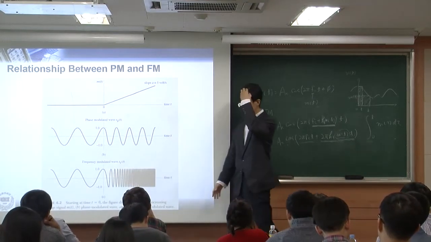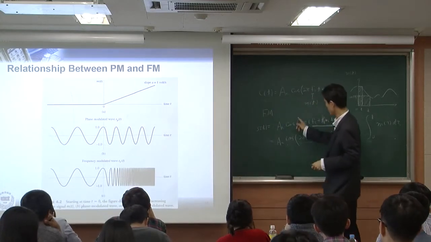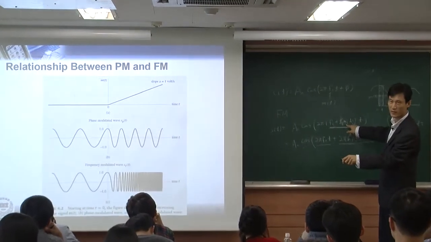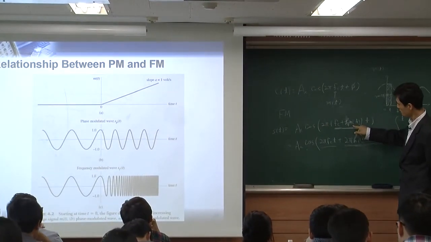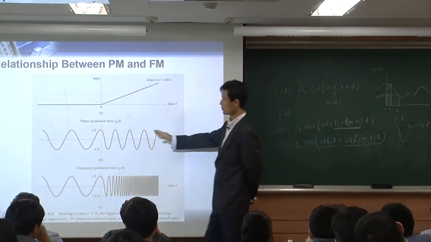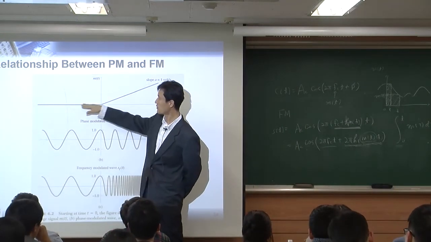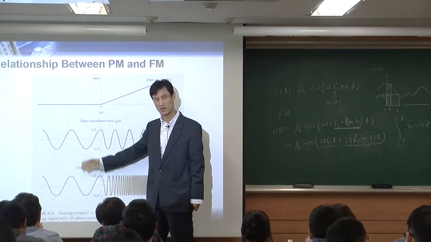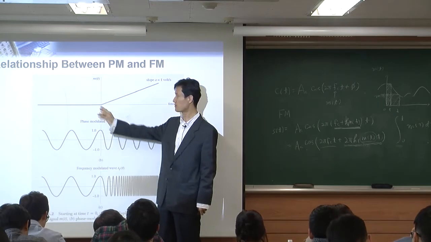What about the frequency modulation? Your message now goes to the frequency, but your message in here is 0 anyway. So again, putting 0 here, it's basically the same as your original carrier. That's why whenever you have a 0 message, PM and FM are the same. Both are the same as the carrier because your message is nothing.